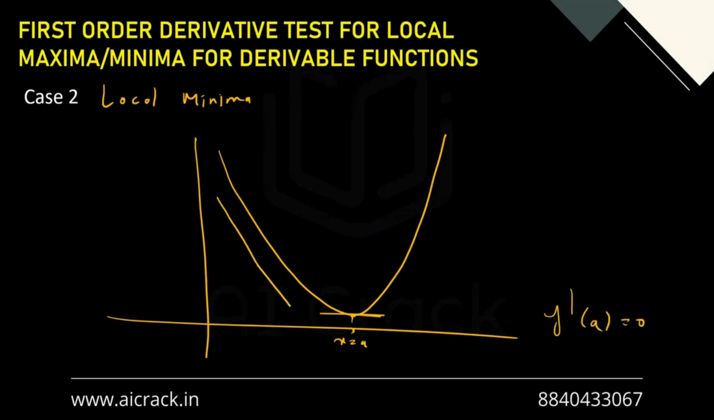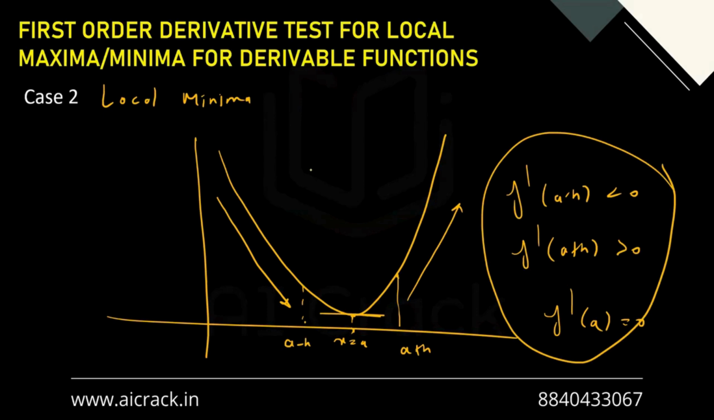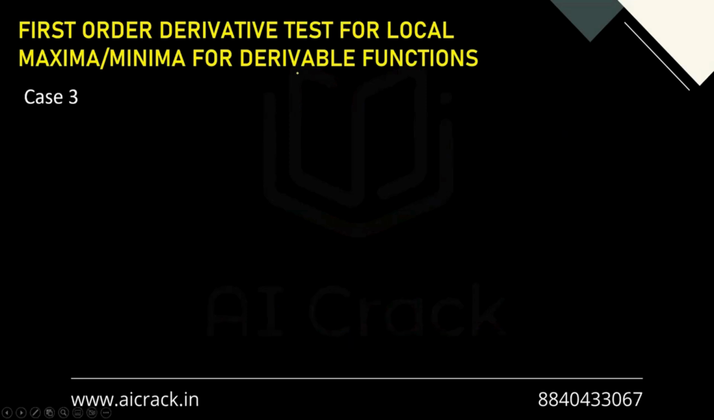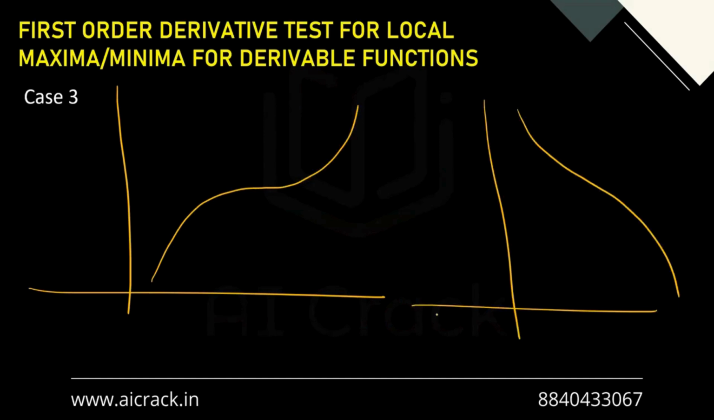Now in this case, over here slope is negative, over here slope is positive, right? So if you talk about A minus h and if you talk about A plus h, so f dash A minus h should be less than 0 and f dash A plus h should be bigger than 0, right? Should be positive. So if these three conditions are meeting, then we can say we have a local minima for differentiable functions. Okay. Now the third case is, we have two parts in third case. Okay. So we have something like this, or we have something like this, right?